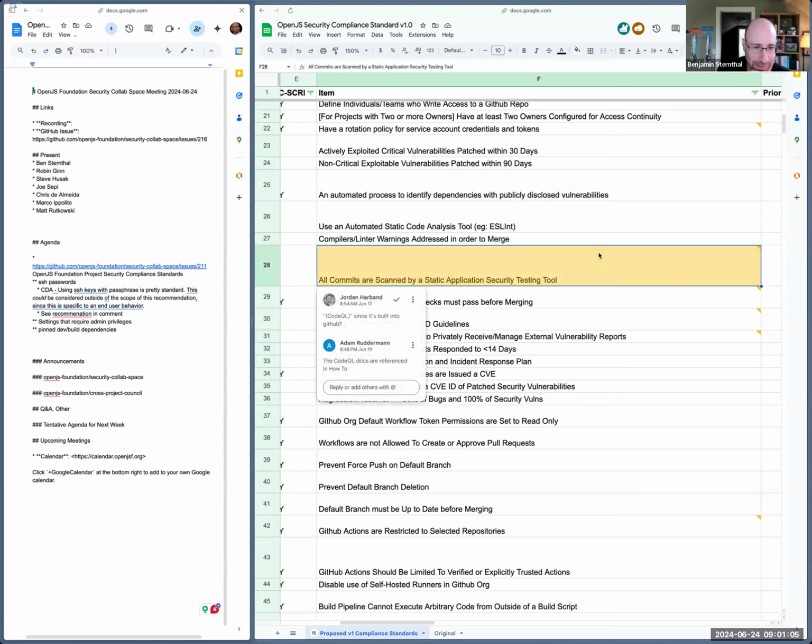Okay, sorry, I skipped one. Let's get to that next. Yeah, that was just a nit. Two lines up, he says EG ESLint, and it seems like this should say EG CodeQL. That's all.